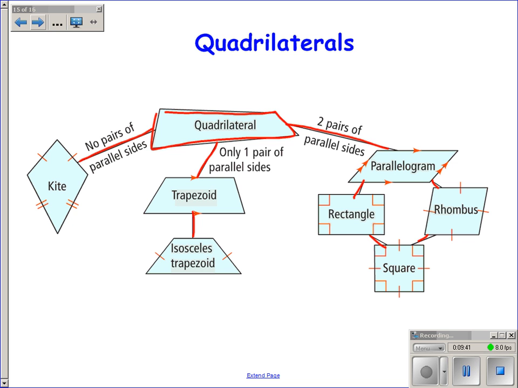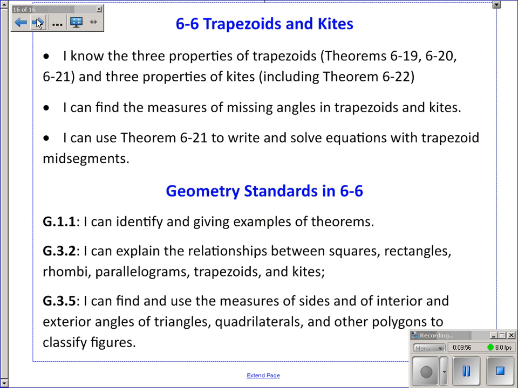Okay, so this is a really nice graphic organizer about quadrilaterals. I'd put this in my notes if this were me, because I think this is a really nice summary of the different types of quadrilaterals that we've talked about in these last couple of sections. Okay, and that's the end of this section. Hopefully you know the properties of trapezoids, the properties of kites. You can use them to find missing angles, and you can use theorem 6-21 to write and solve equations with trapezoid midsegments.